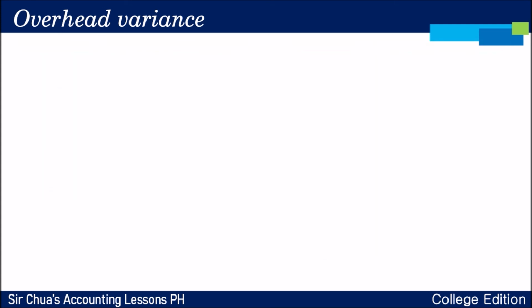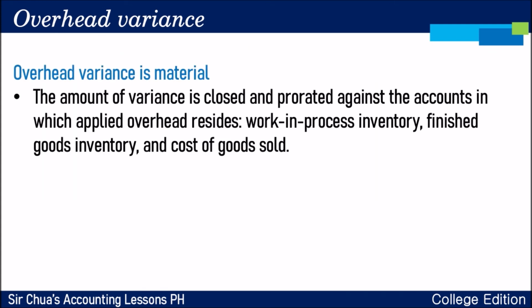What about if your overhead variance is material? The amount of variance is closed and prorated against the accounts in which applied overhead resides. Saan po ba tayo merong applied overhead? Doon sa work in process, sa finished goods, at sa cost of goods sold. Diyan po sa tatlo natin i-close kapag ang overhead variance ay material.